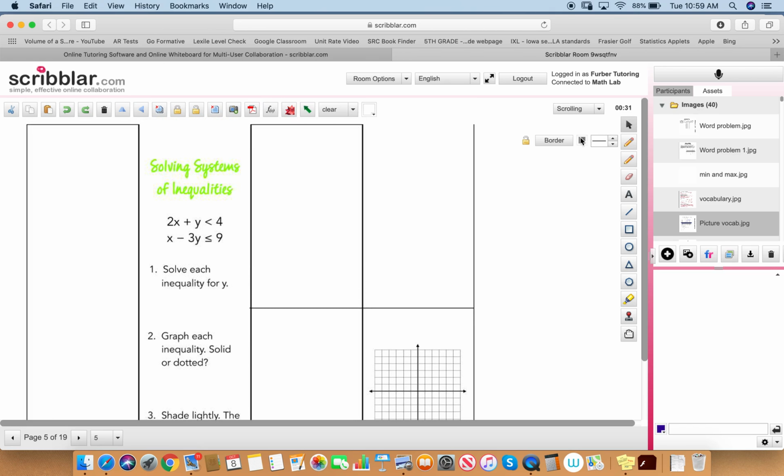So I'll start with the first one and solve it for y, and then I will start with the second one and solve that one for y. And I'm going to do both of these in black in terms of the line, because I'm going to be shading in different colors. So for equation number 1, I have 2x plus y is less than 4. So to solve for y, I'm going to subtract the 2x to the other side. So I get y is less than negative 2x plus 4.